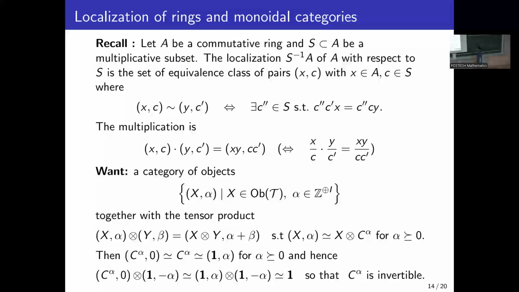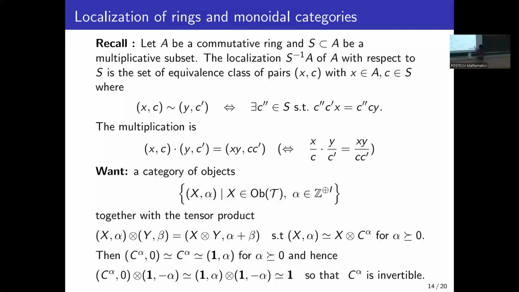So the tensor product is given in this way. It's an analog of this one. You can say that this is just the tensor product of C to the alpha. So alpha corresponds to the simple module C to the alpha, and alpha cross beta corresponds to C to the alpha cross beta. That's the multiplicative notation.